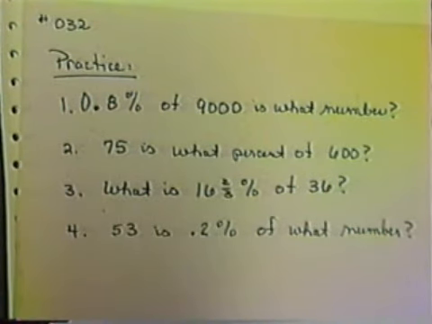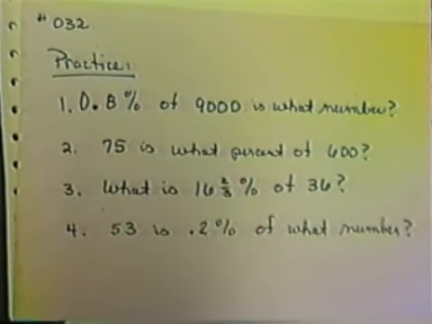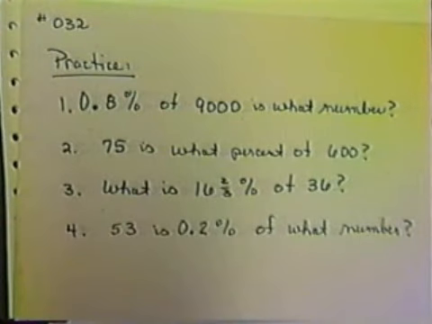The third practice problem is what is 16 2/3% of 36? Now you'll find out in this problem that you're not going to be able to change 2/3 to a decimal without approximating, and you cannot approximate. So you're going to have to be able to work with fractions on this one. The last practice problem, number 4, says 53 is 0.2% of what number?